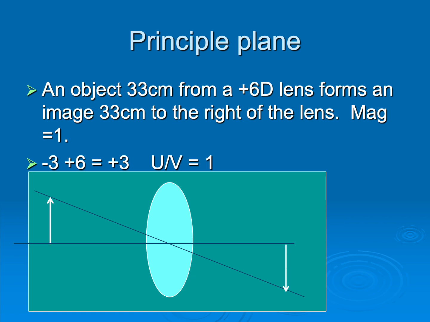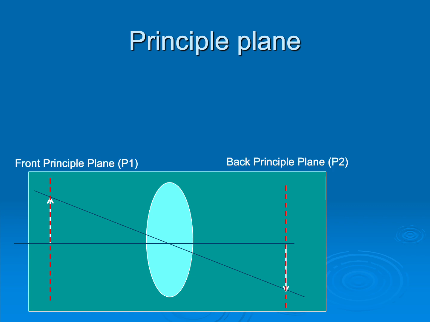Here it is in a diagrammatic form. The object and the image are the same size, and U over V therefore equals 1. That defines principal planes. Now the one over here on the left is going to be the front principal plane. It's in front of the lens. We're going to call that P1. And then we have a back principal plane, which we will very intelligently somehow, for some reason, call P2.